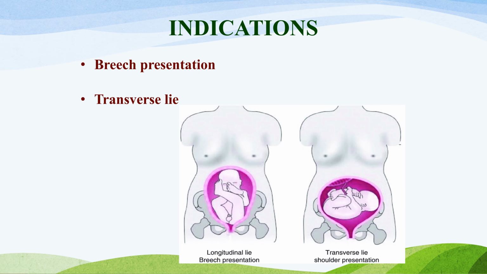The two indications of external cephalic version are breech presentation and transverse lie. Here you can see in the figure that in the breech presentation, the buttocks is on the lower pole of the uterus, whereas in the transverse lie presentation it is the shoulder. And in these two conditions, it is difficult to have a normal vaginal delivery, especially in the transverse lie. Because of that, the fetus is rotated from a breech presentation or transverse lie to the cephalic presentation to have a normal vaginal delivery.